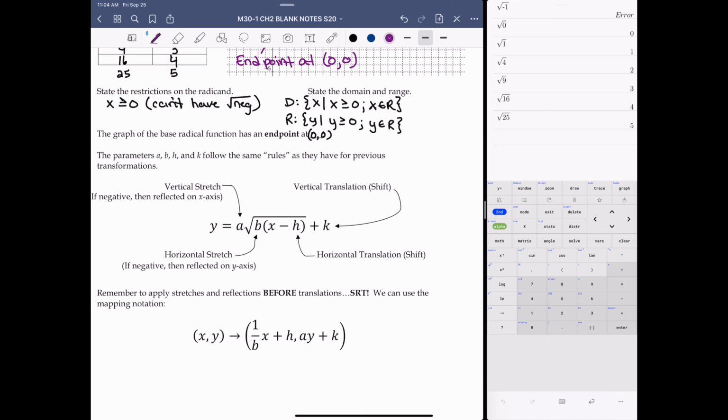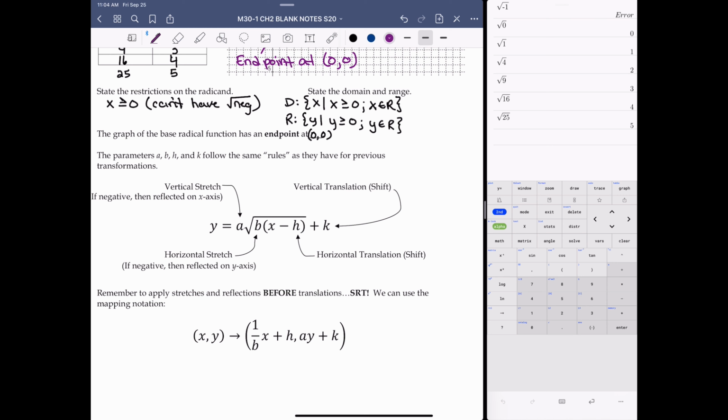What do those mean again? A is the vertical stretch, and if it's negative, then it's a reflection on the x-axis. B is a horizontal stretch, and if it's negative, then it's reflected on the y-axis. H is the horizontal translation or shift, and K is the vertical translation or shift. Remember to apply stretches and reflections before you apply translations. Translations are always last, so: SRT, stretch, reflect, translate.